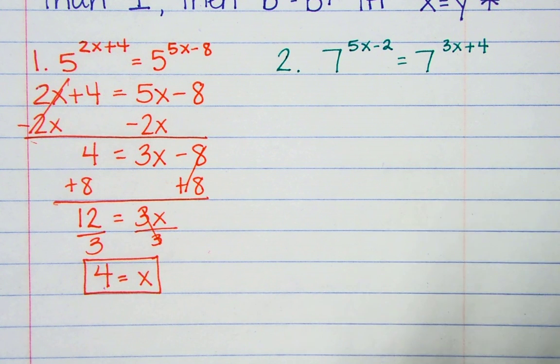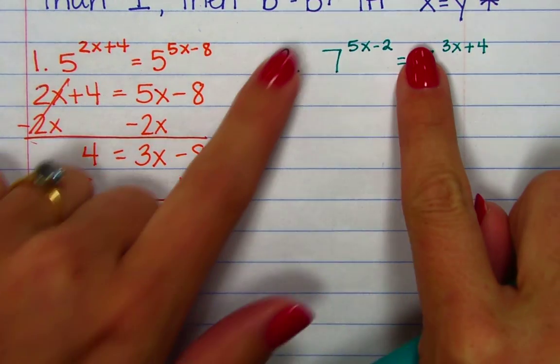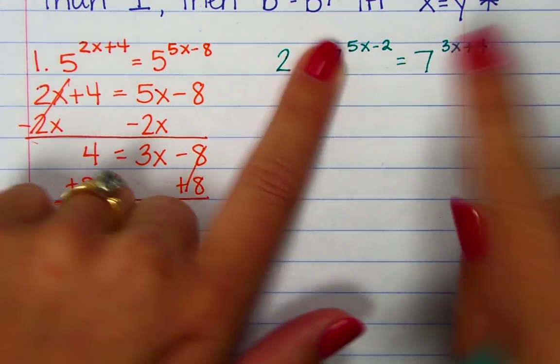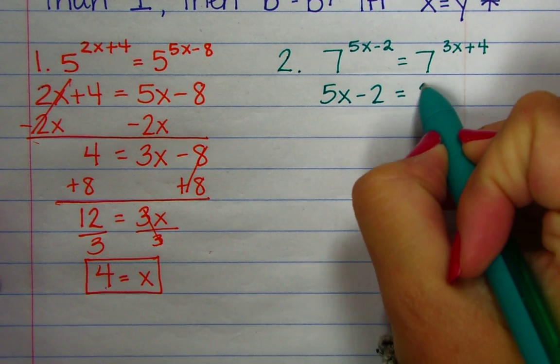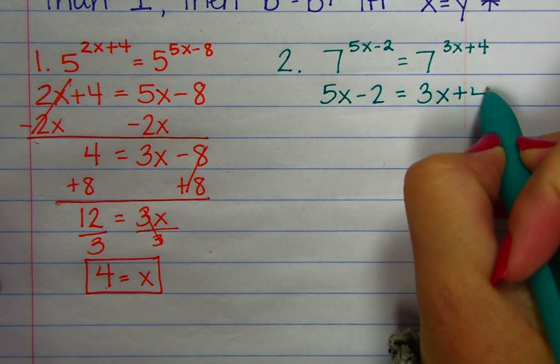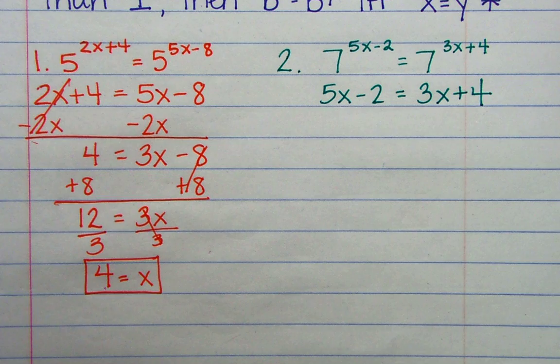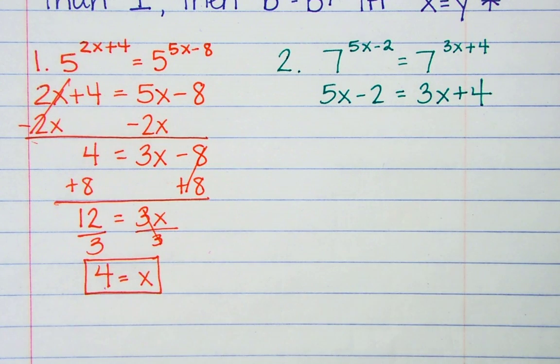Okay, first thing you want to ask yourself is, do they have the same base? Do they? They do, right? So when that happens, we can just ignore the bases and bring down the rest of the problem. Okay, 5x minus 2 equals 3x plus 4. All right, okay, now I want you to continue solving this one. I'm going to come around and check your answers, okay?